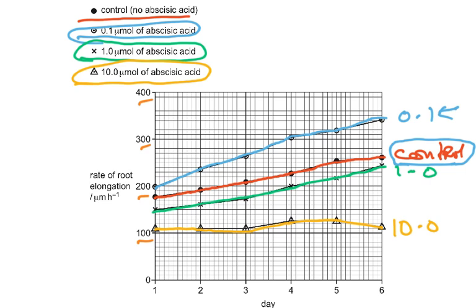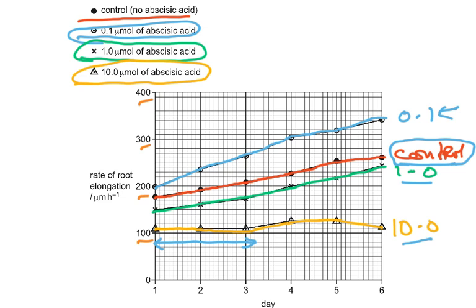The 1.0 and the 10.0 give a lower rate as compared to the control. So you're comparing with the control, which is the normal. Then the 10 rate stays constant from here to here, and does not increase over the 6 days.